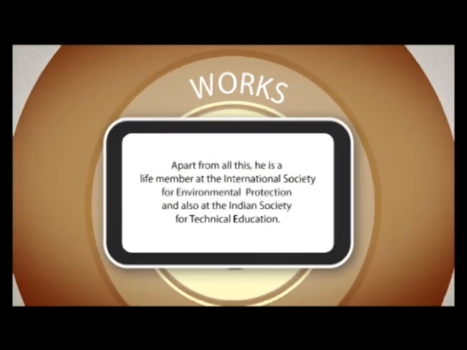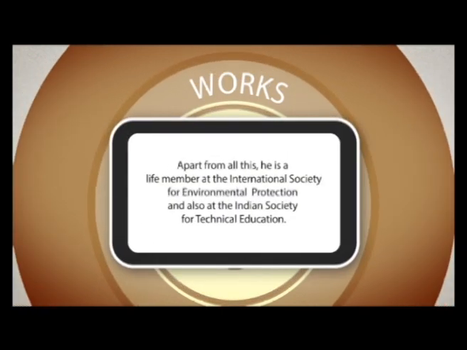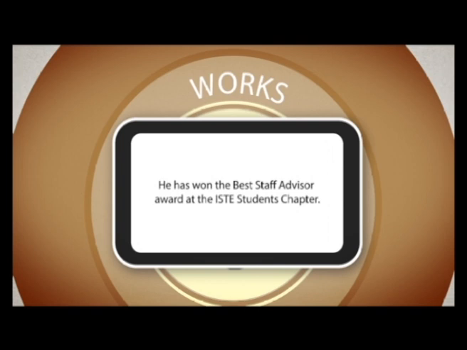Apart from all this, he is a life member of the International Society for Environmental Protection and also of the Indian Society for Technical Education. To add to all of this, he has won the Best Staff Advisor award at the ISTE Students Chapter.